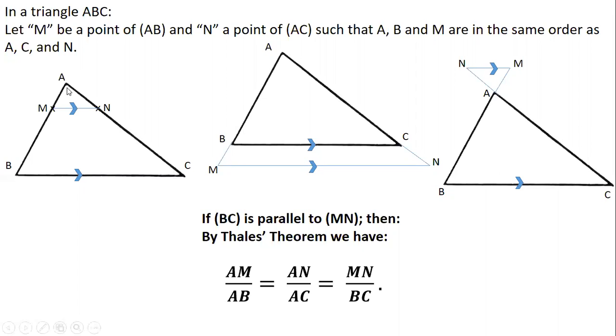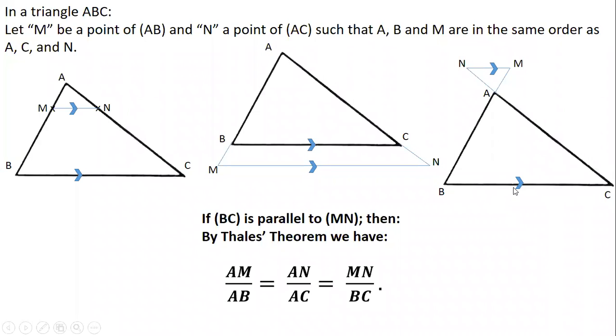Here I started from the vertex A. And here I should start from the vertex A. Pay attention how I'm starting. You can start in two different ways. You can start AB over AM, then you should say AC over AN, then you should say BC over MN. Or you can start in a different way: AM over AB is equal to AN over AC is equal to MN over BC.